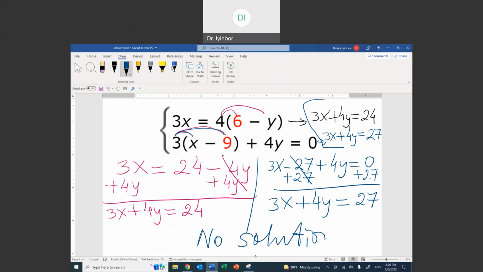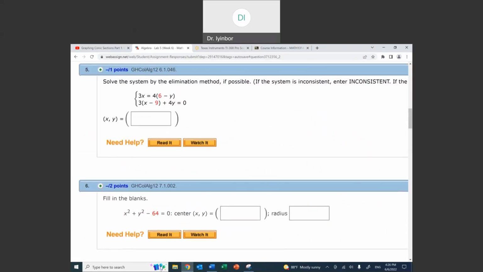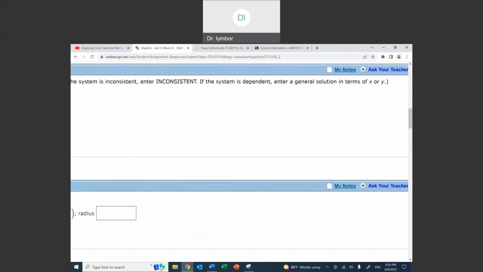So going back to my system, I'm doing number 5. It says if the system is inconsistent, enter inconsistent. So remember, if you have no solution, what kind of system is it? It's inconsistent. Now the system is dependent if you have a general solution. General solution means when you solve it and the calculator says infinite solutions.